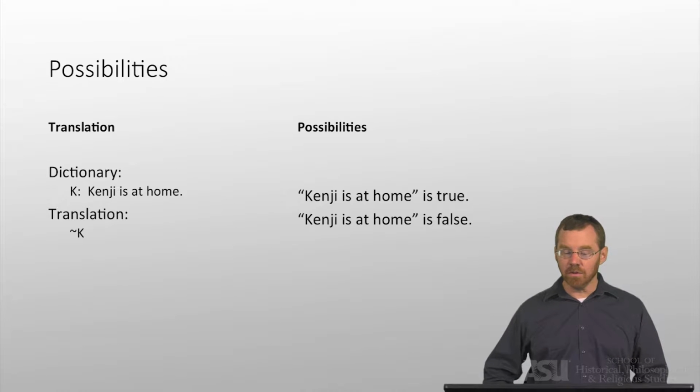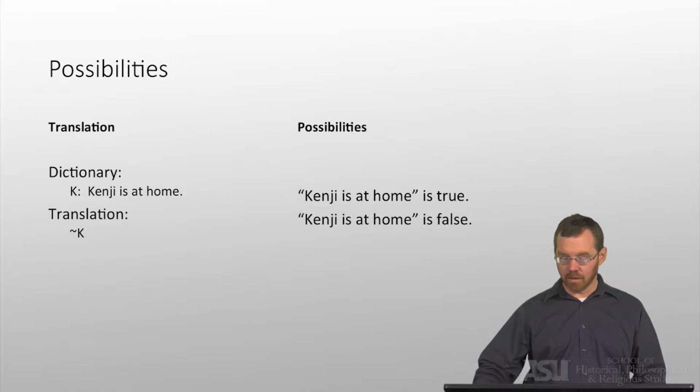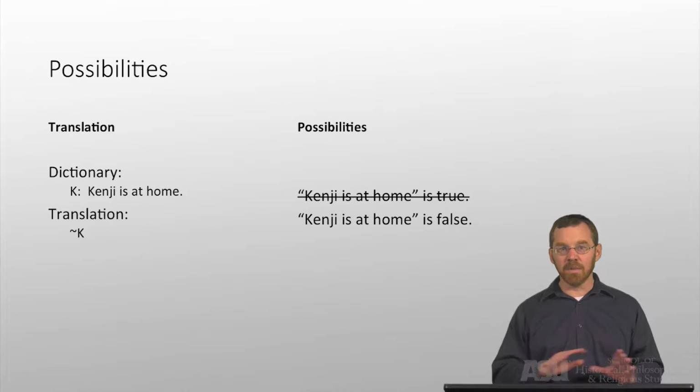Kenji is at home is true, and Kenji is at home is false. And of course, it's eliminating the possibility that Kenji is at home is true. So tilde K eliminates the possibility that K is true and leaves us with one possibility. It's false.